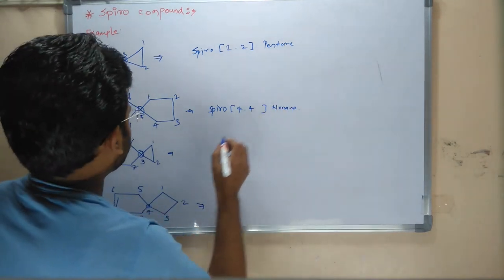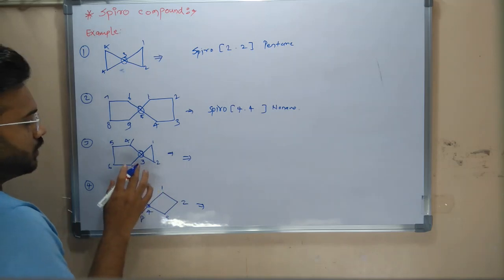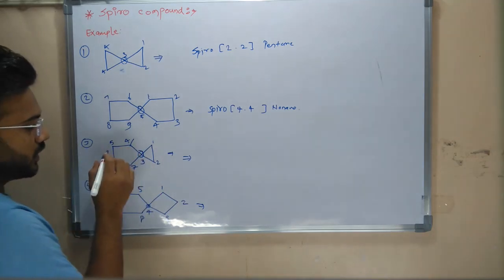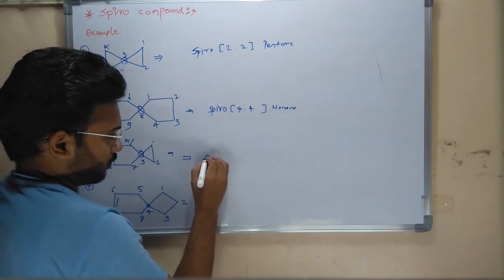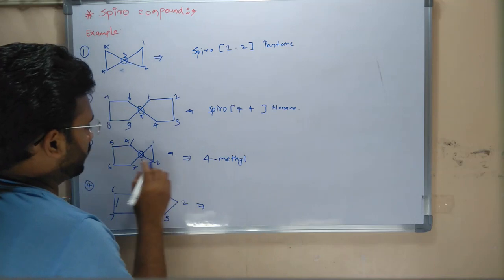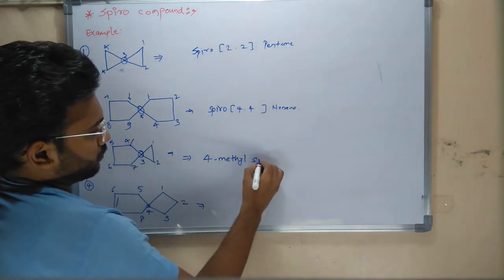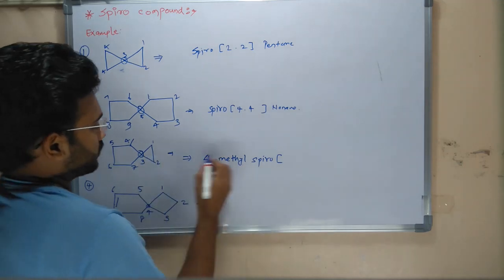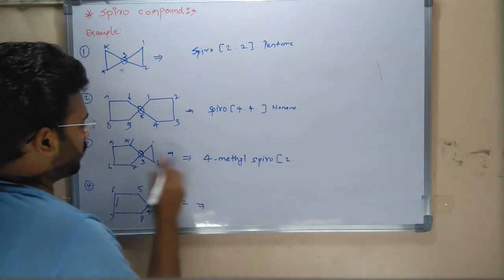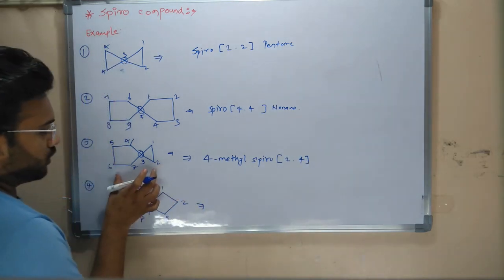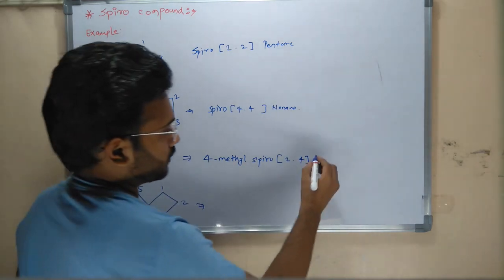Now next, in this structure there is a substitution at the 4th position, a methyl substitution, that's why we have to write 4-methyl spiro. The number of carbon atoms in the smaller ring is 2, and in the larger ring 4, and the total number is 7. That's why we have to write heptane.